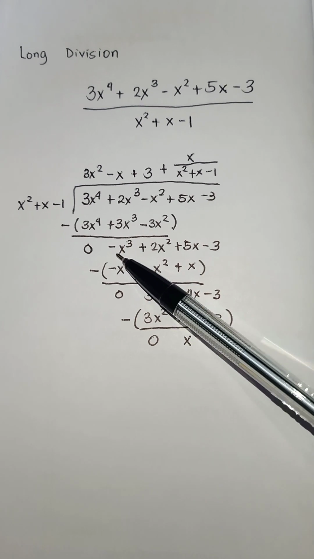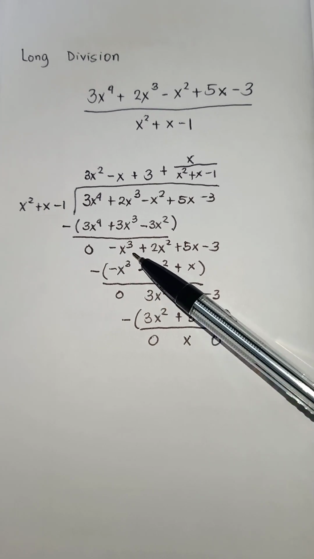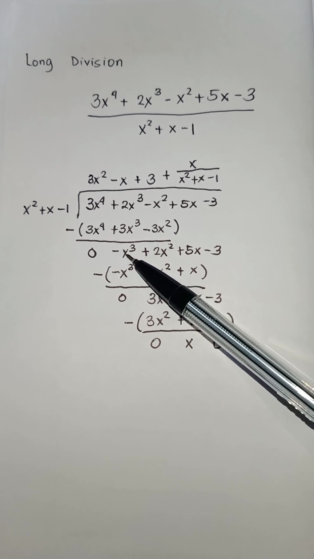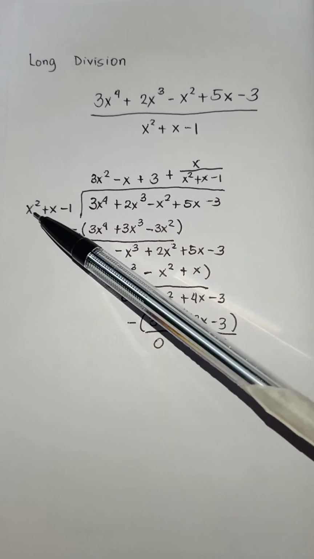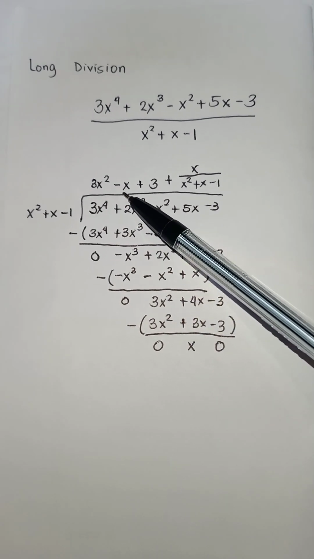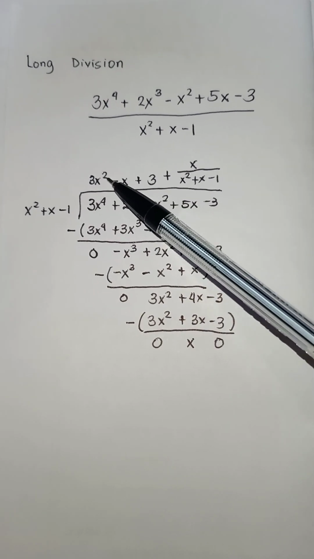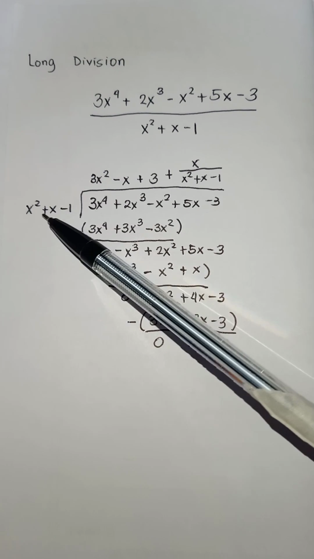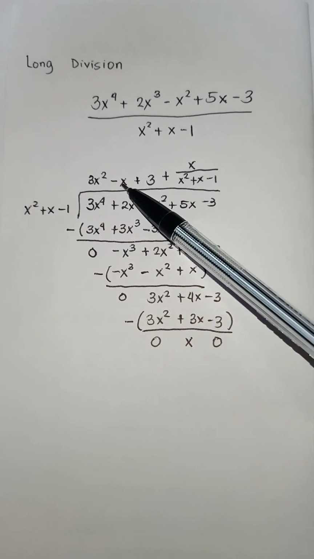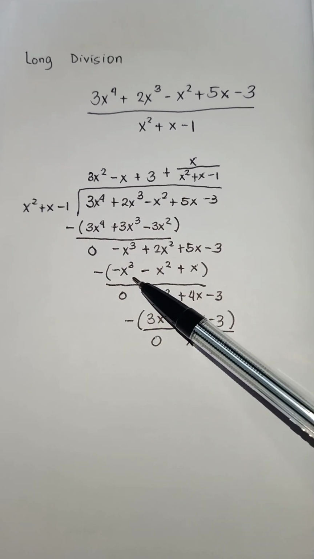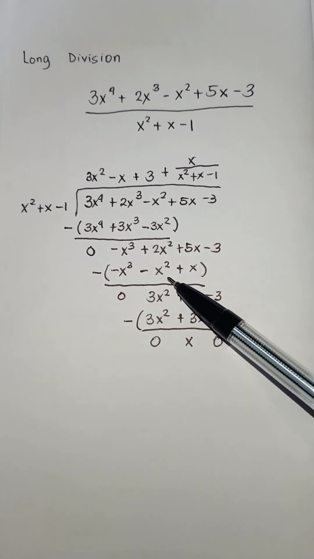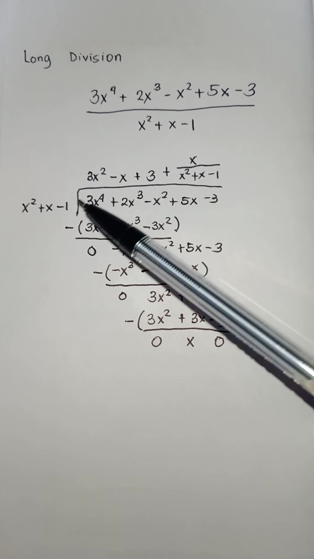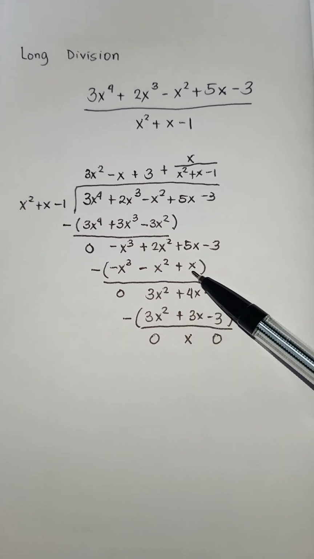Now the leading term here is negative x cubed. So we divide this by the first term again of this divisor. Negative x cubed divided by x squared is negative x. Then again this answer, negative x, multiplies each of these terms. Negative x times x squared is negative x cubed. Negative x times x is negative x squared. Negative x times negative 1 is positive x.